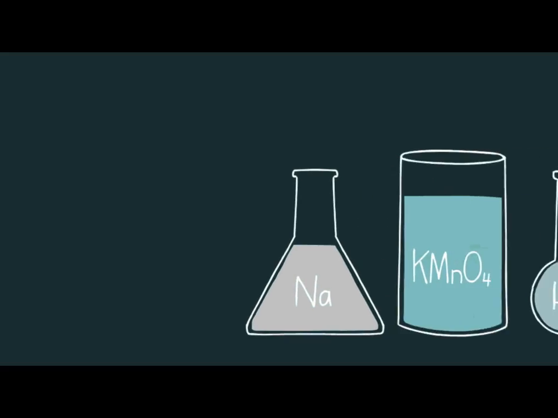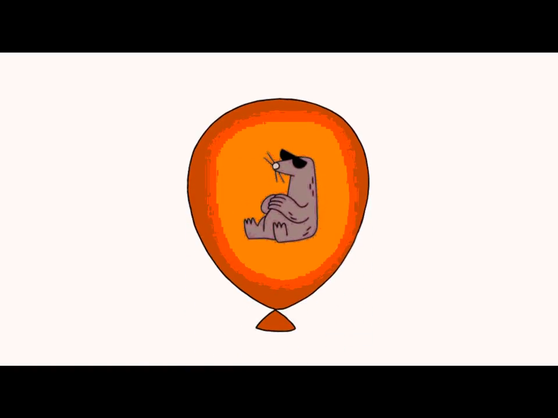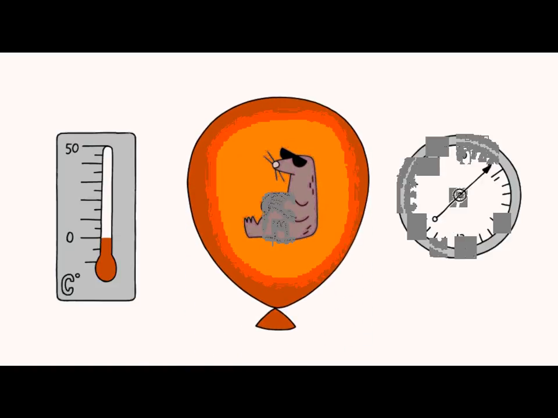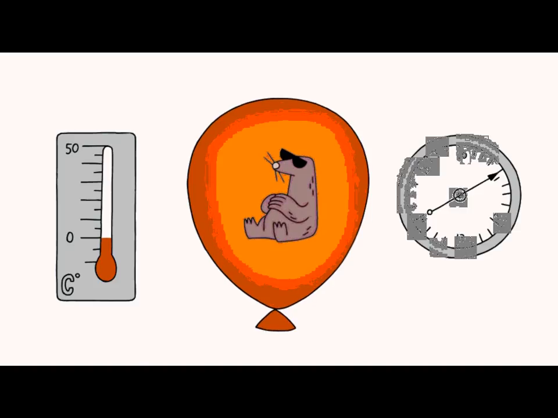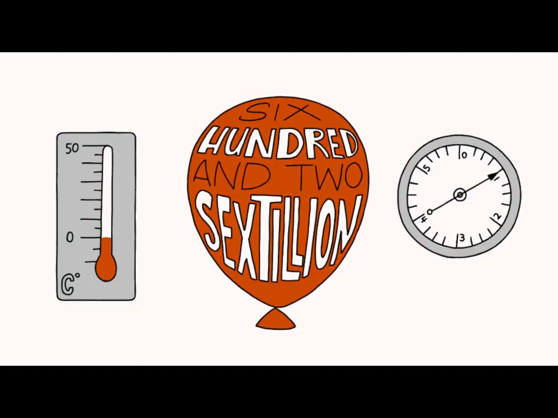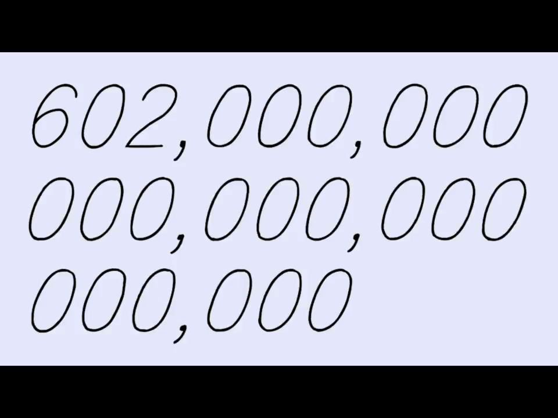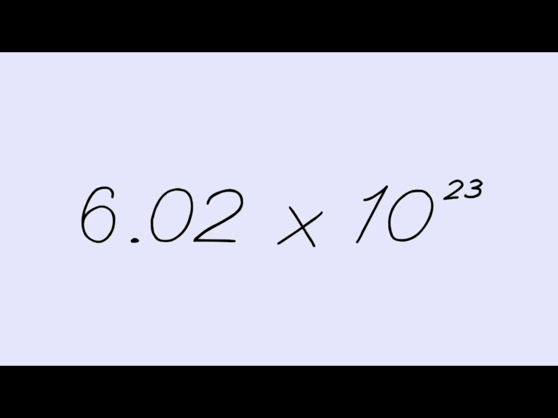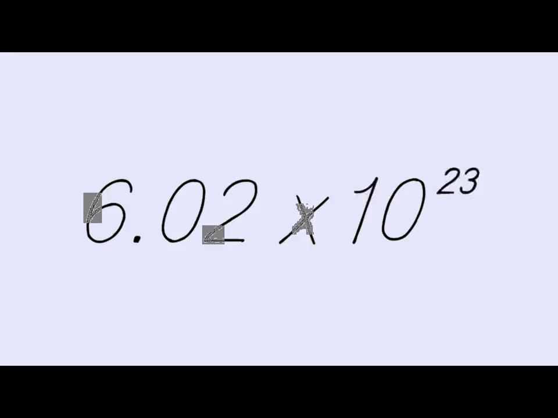Now the thing is that the amount of particles in even small samples is tremendous. For example, if you have a balloon of any gas at 0 degrees Celsius and at a pressure of 1 atmosphere, then you have precisely 602 sextillion gas particles. That is, you have 6 with 23 zeros after it, particles of gas in a container. Or in scientific notation, 6.02 times 10 to the 23rd particles.